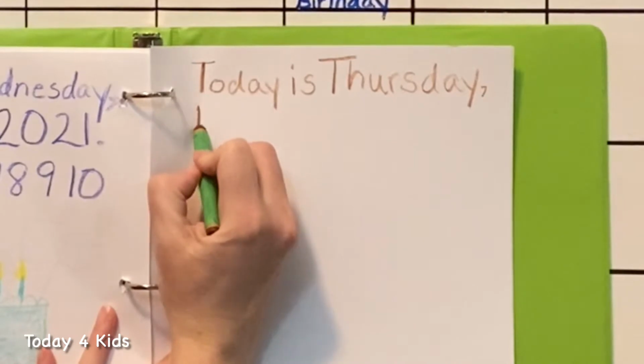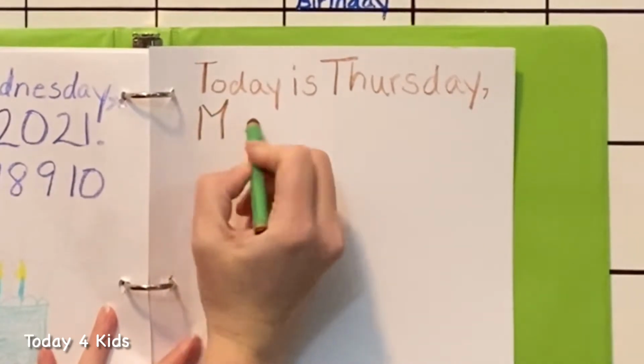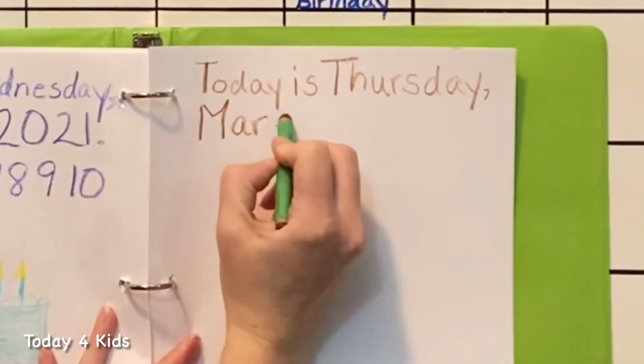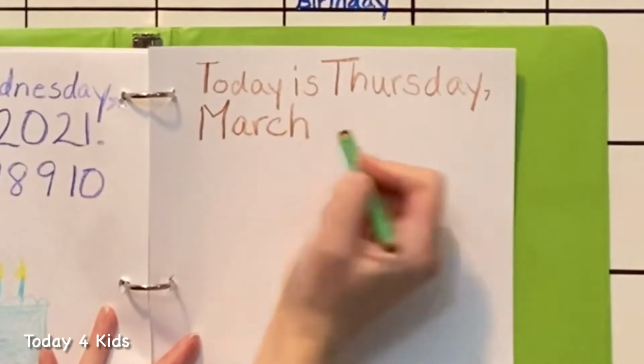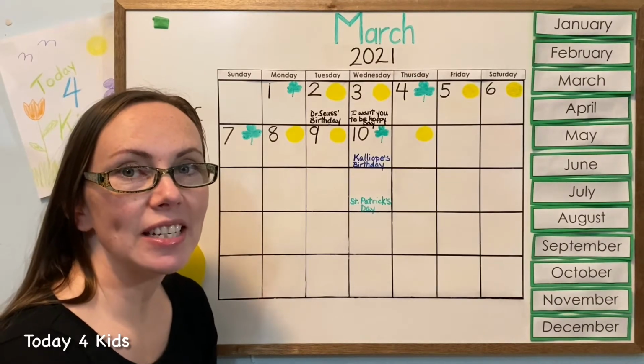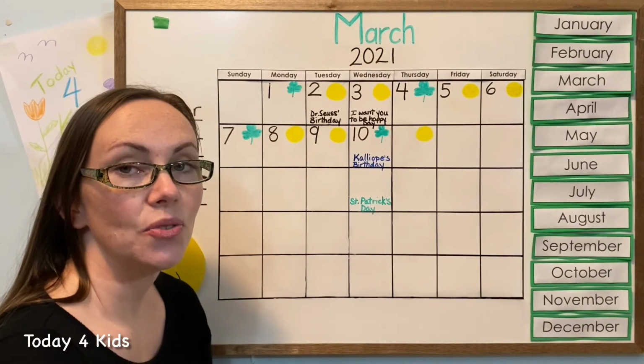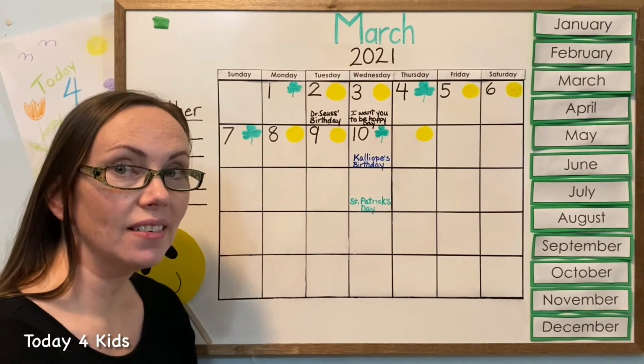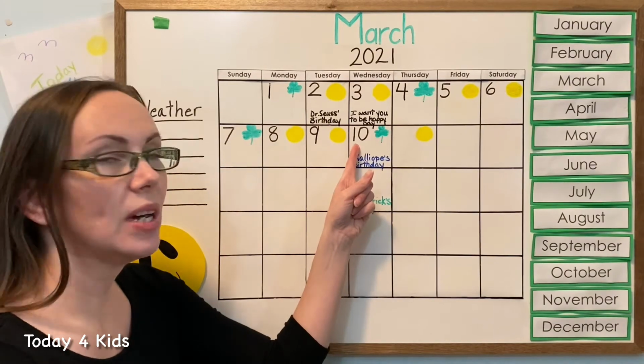So capital M, A, R, C, H. And next we're going to put in the number. What do you think the number is today? Can you see what the number was yesterday? That's right. Yesterday was 10.